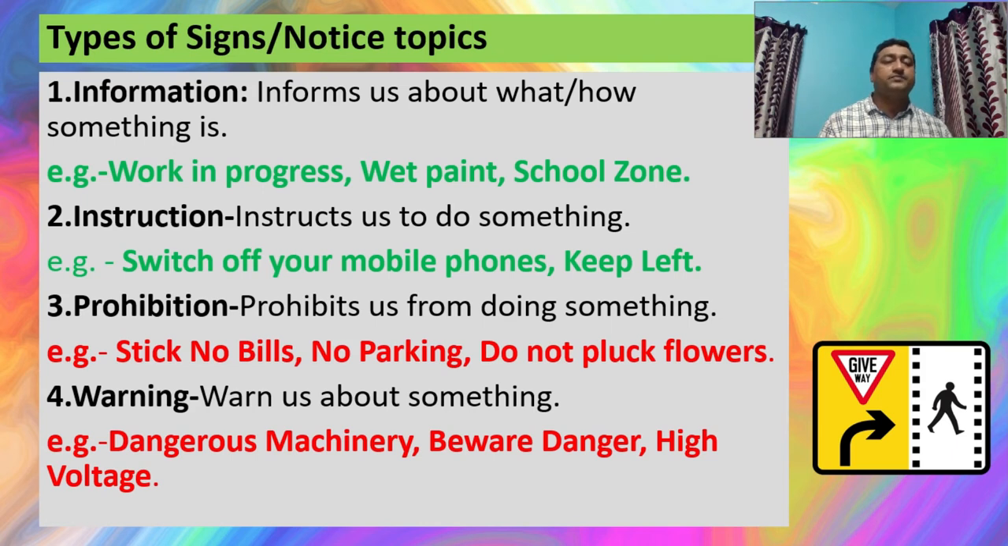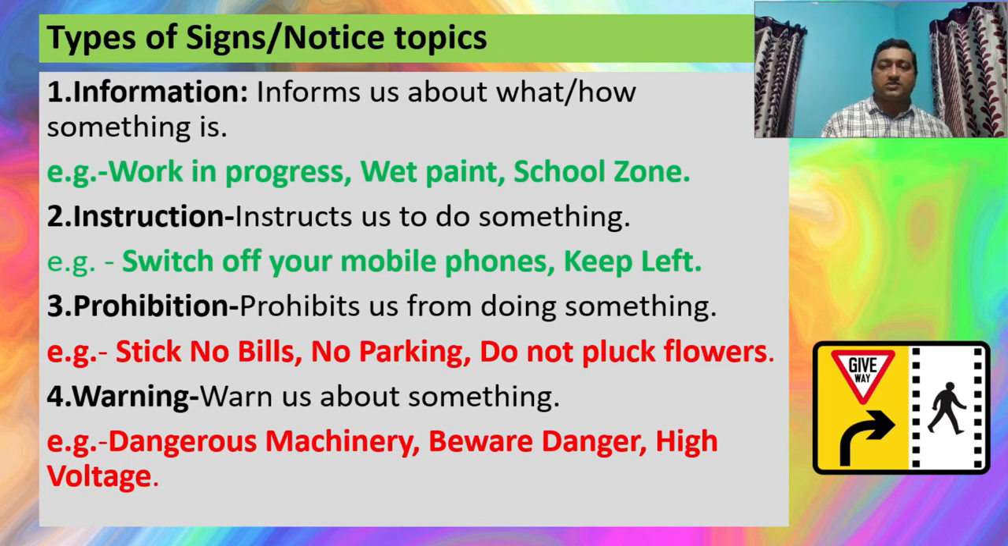It prohibits something. And the fourth that we can see is warning signs or warning notices, which warn us about something. Prohibition prohibits us from doing something, whereas a warning is given here, right? It is dangerous. If you touch that or do that, there is danger for you. For example, here, dangerous machinery. Sometimes you see it placed in front of some machines. Then beware, danger. We had one beware of dog in the last slide. High voltage. That means it is not just information, but it is also danger, warning, right?